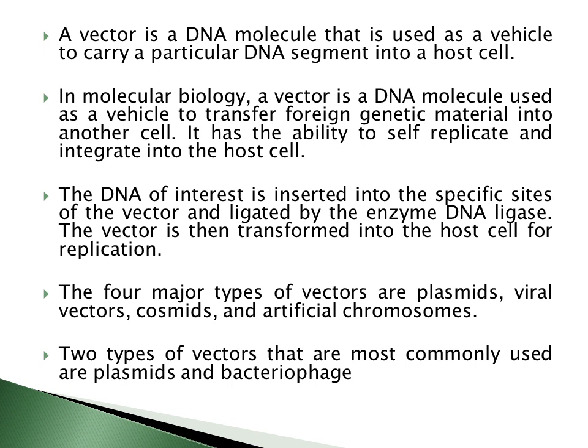That is, the DNA of interest is inserted into a specific site of the vector and ligated by the enzyme called DNA ligase, and then the vector is transferred into the host cell for replication. The four major types of vectors are plasmid, viral vector, cosmid, and artificial chromosomes. And the most widely used in the field of genetic engineering are plasmid and bacteriophage.